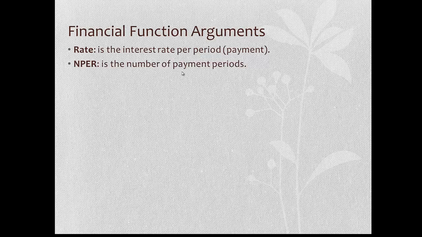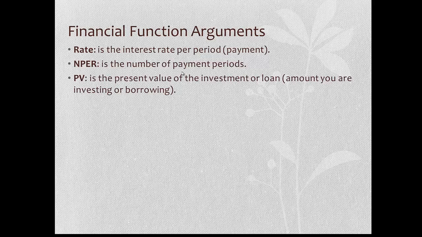The Nper argument is the number of payment periods. That's the total number of payments that you would make on the loan. Present value is the present value of the investment, how much you are borrowing if it's a loan, or how much you have already invested if it's an investment. We'll look at an example of this as well.